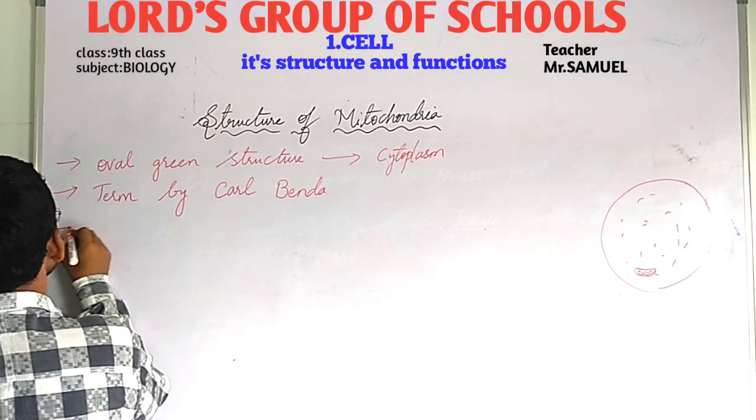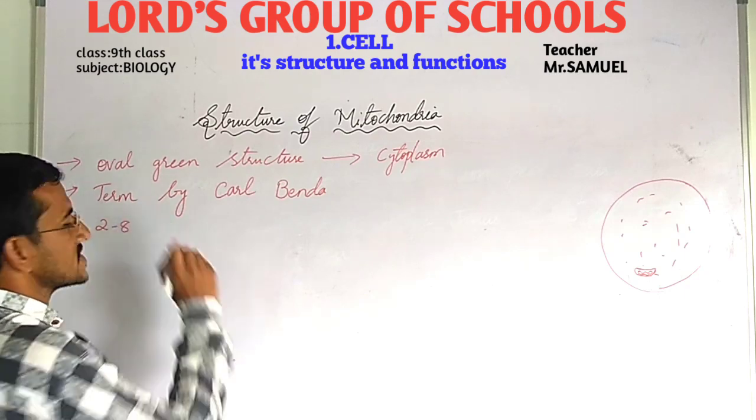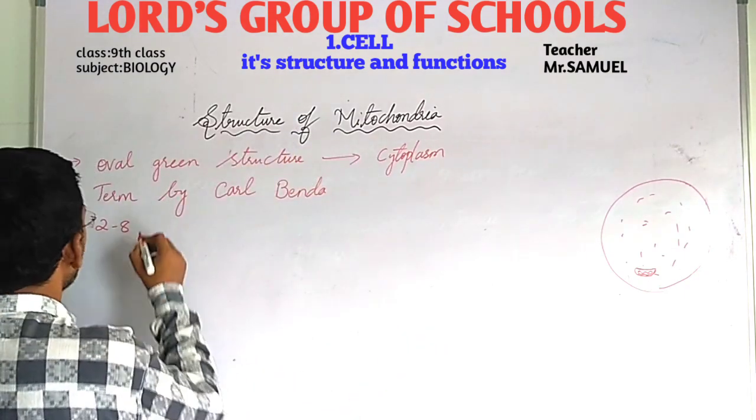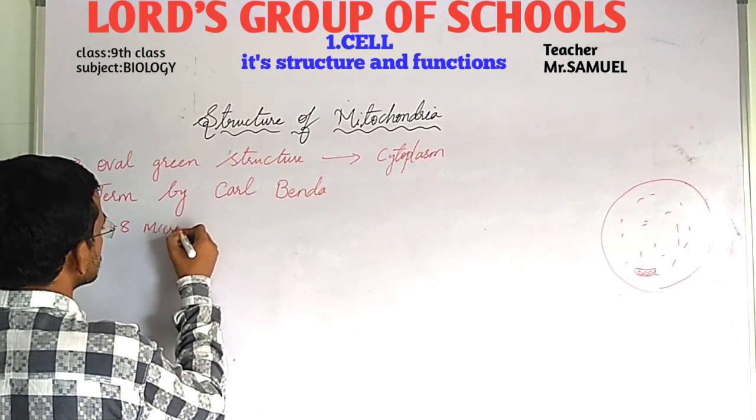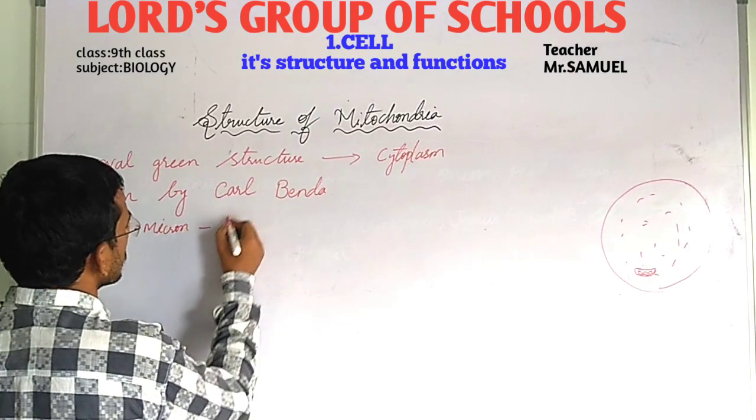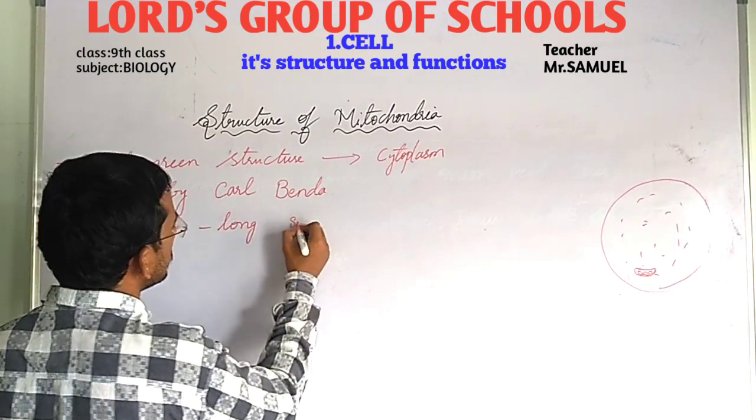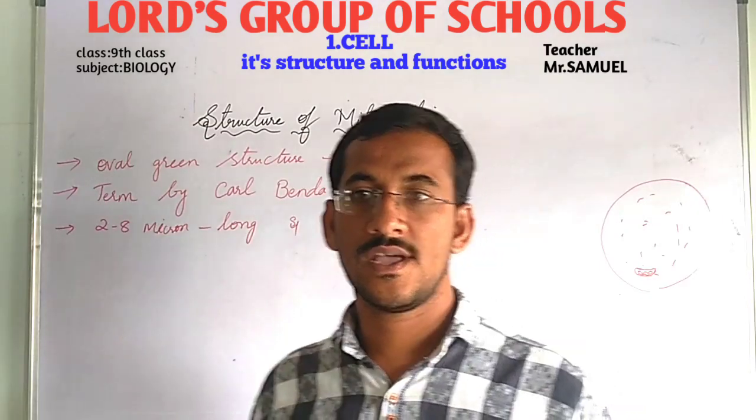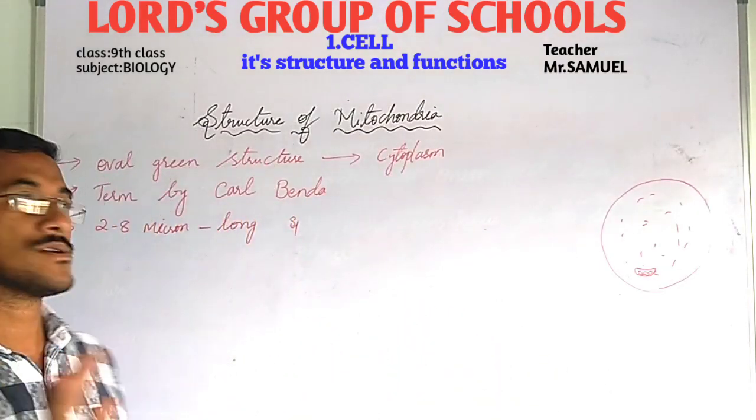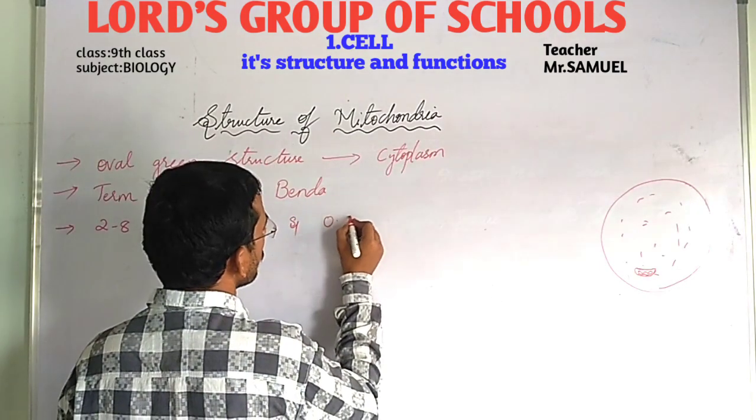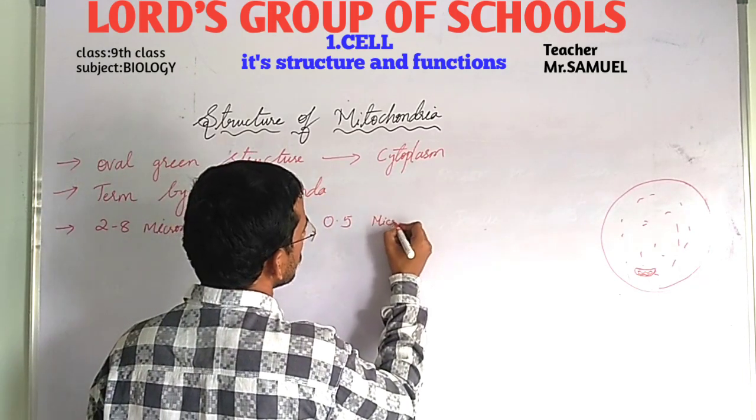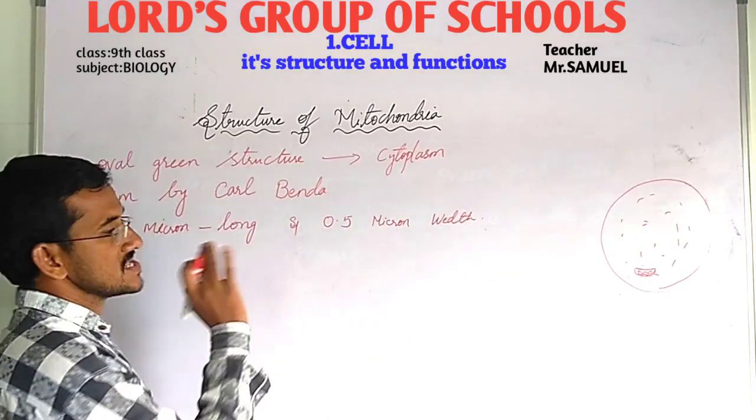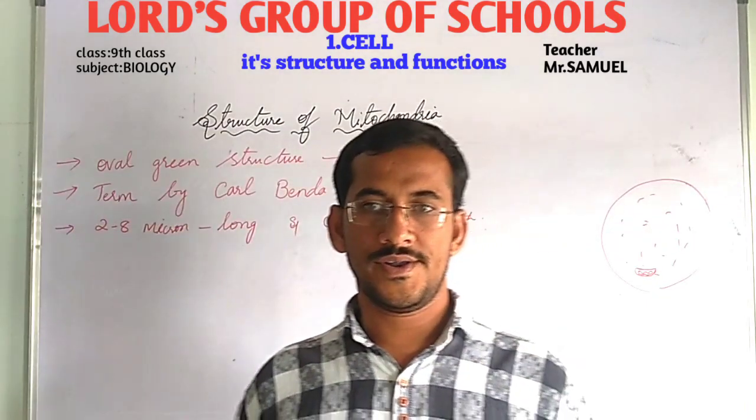These are 2 to 8 micron long. Micron means very small size. So the length is 2 to 8 microns. Then 0.5 micron width. So this is the size of the mitochondria.